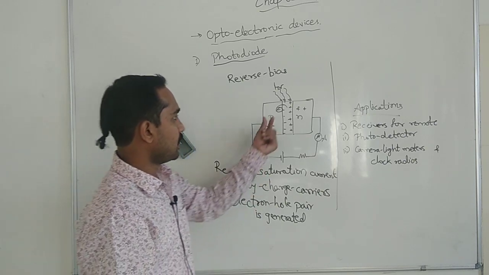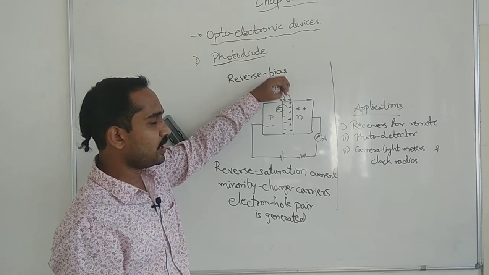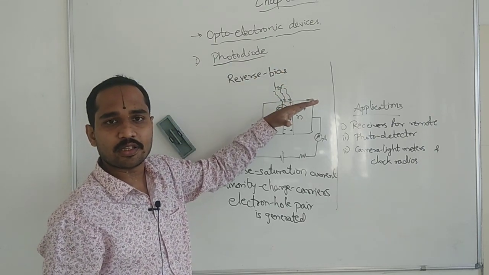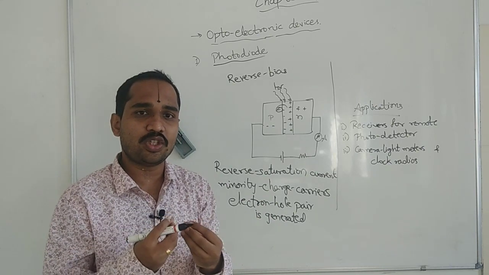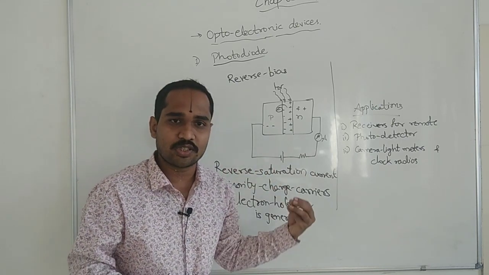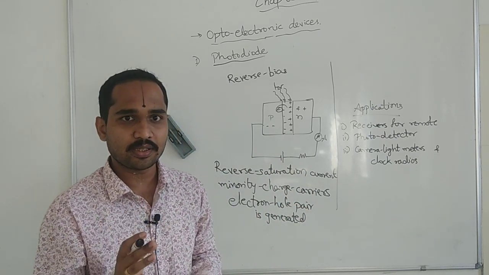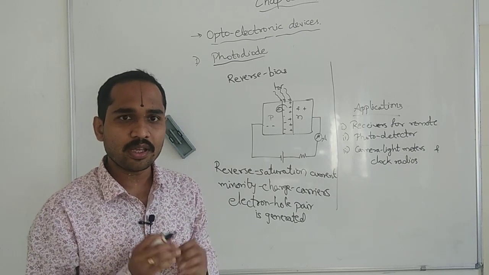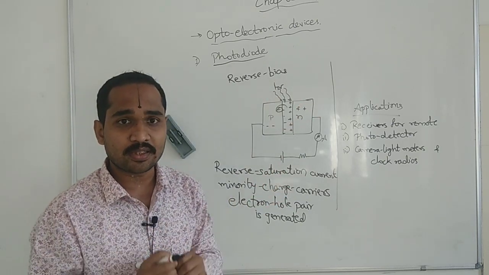This is the example of one electron. But when you are continuously supplying the light energy, many electrons will have the energy to jump to the conduction band. They all will cross the junction and many electron hole pairs will be generated. Am I right? Many electron hole pairs will be generated.